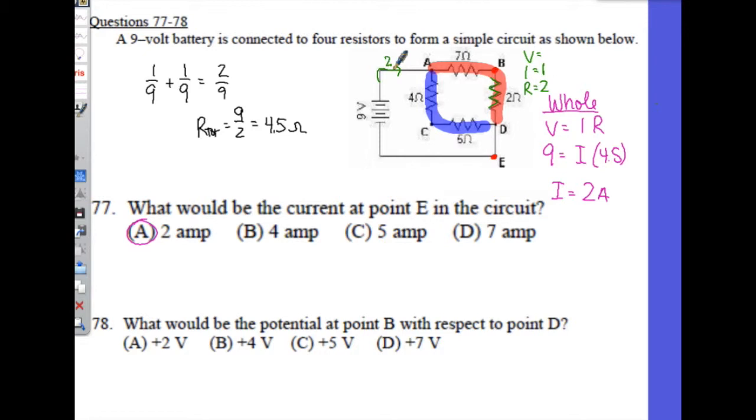Here, I can just reason through this. This might be the quickest way to do it. If I've got 2 amps in the whole circuit, and this branch is 9, and this branch is 9, it's going to split evenly. So they're each going to get 1 amp of current. So the current through this resistor is 1. So the voltage drop across it is 2 volts. That's going to be the difference between B and D.